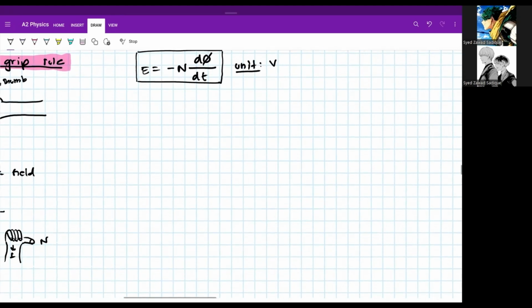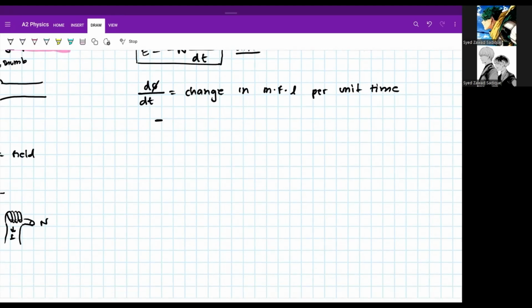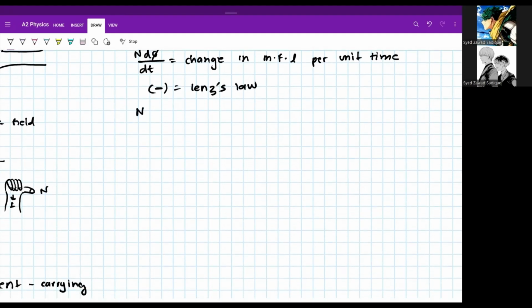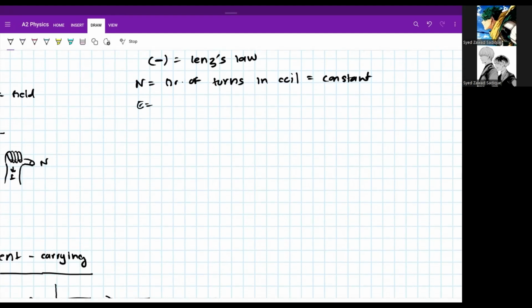So this represents the change in magnetic flux linkage per unit time, and the minus sign represents Lenz's law. Of course, N is the number of turns in the coil, which is actually constant, and E is the EMF.